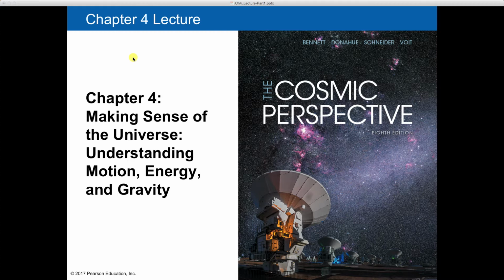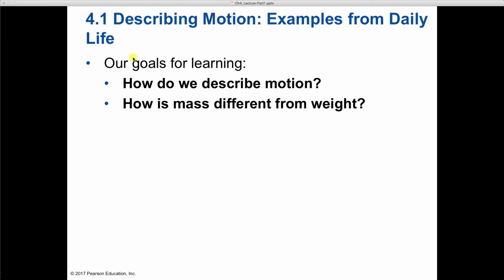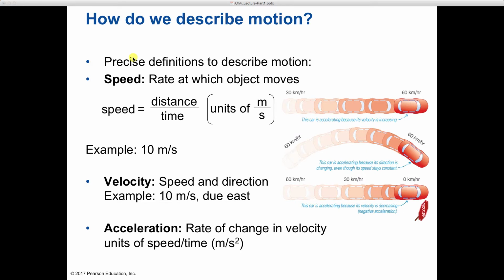So this chapter is about motion, and the first part is just about describing motion. The first part of this chapter is about words that we can use to describe how things are moving, how that motion is changing, and what kind of things affect those changes. And then we also want to talk about mass and weight and what the differences are between the two. So these are important definitions. Anything in bold is always important to keep in mind.